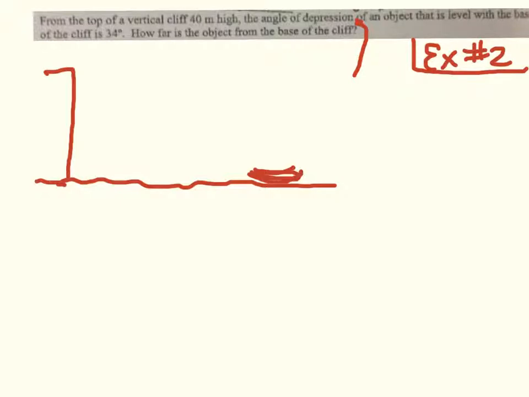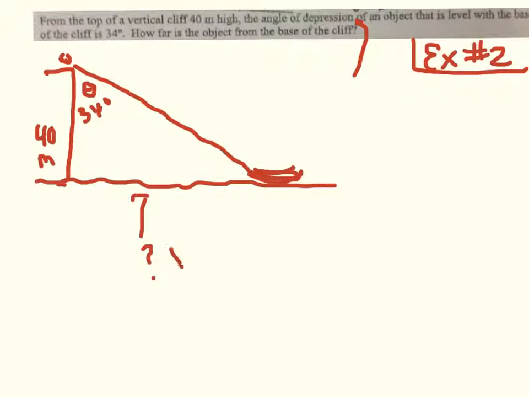So the angle of depression is similar to the angle of elevation. However, depression means downwards, so you would be looking down if you were at the top of the cliff here. So one more time, this is 34 degrees, and the vertical cliff is 40 meters high, and the object is how far from the cliff you are out, and that's the question mark or X.